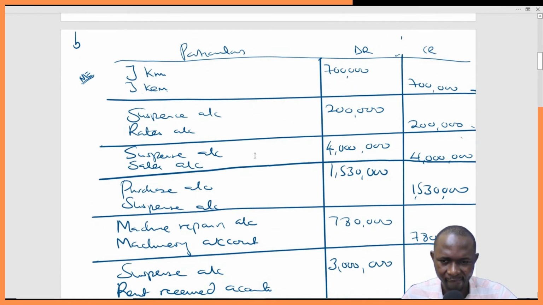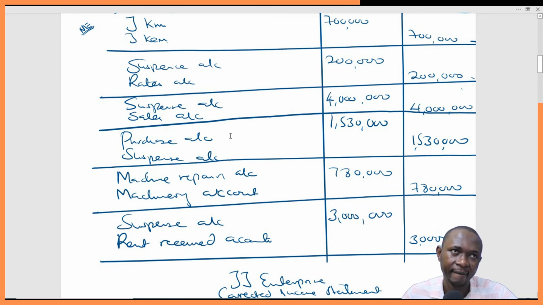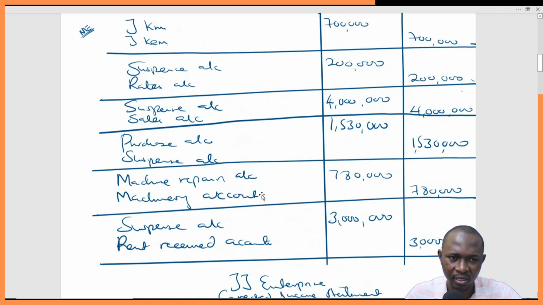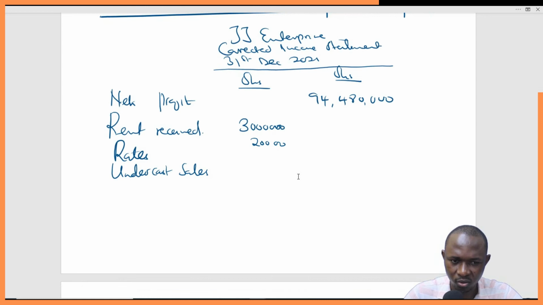And then what else? Sales. Sales was an undercast, so it will have the effect of increasing our gross profit and also increasing our net profit. So we add undercast sales. How much is that? Undercast sales, 4 million.